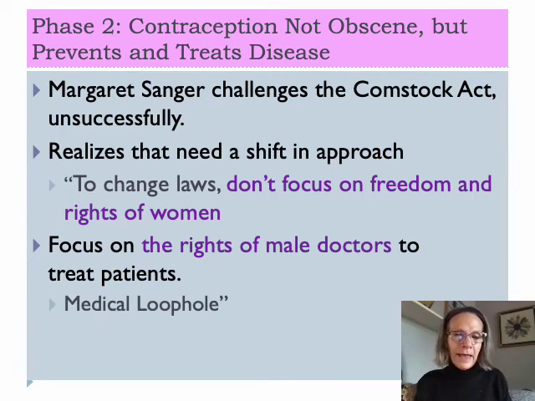She says that if we can find medical loopholes within the Comstock Act, basically say you can have the Comstock Act, however, we have to carve out exceptions for doctors so that they can treat patients. If you find these loopholes and carve out exceptions within the Comstock Act, it's going to weaken the Comstock Act. And in fact, that is an approach that worked quite successfully.